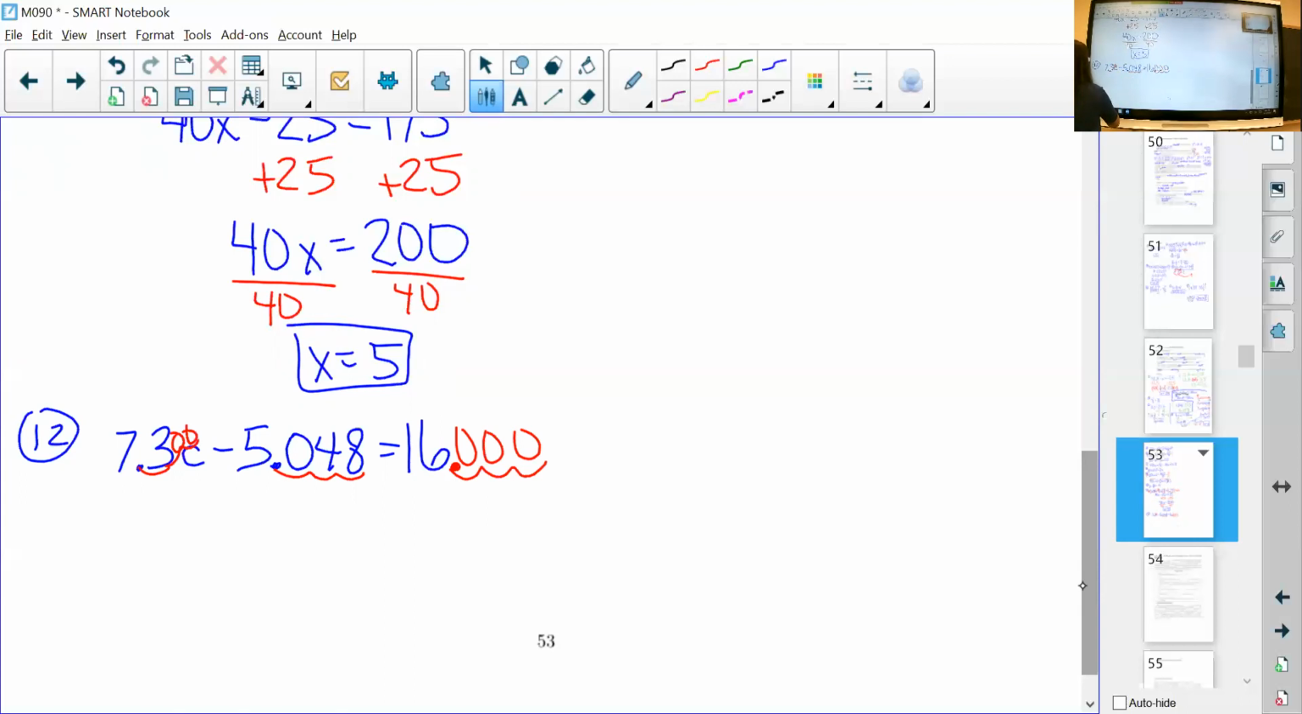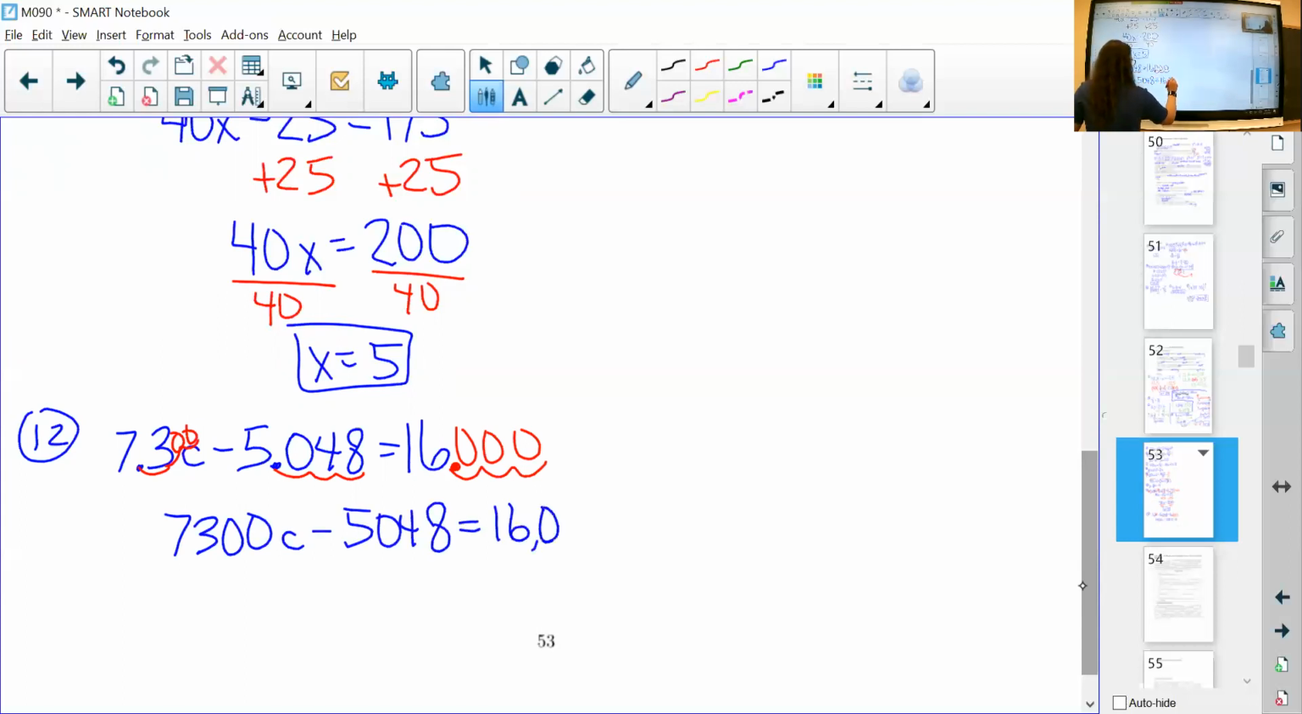So I end up with 7,300C minus 5,048 equals 16,000, and that is a comma, not a decimal point. So now I have all whole numbers, and then I could work from there. Again, you do not have to do this example unless you're really keen on it, because it's probably going to be really, really messy. We could do it, but let's not.